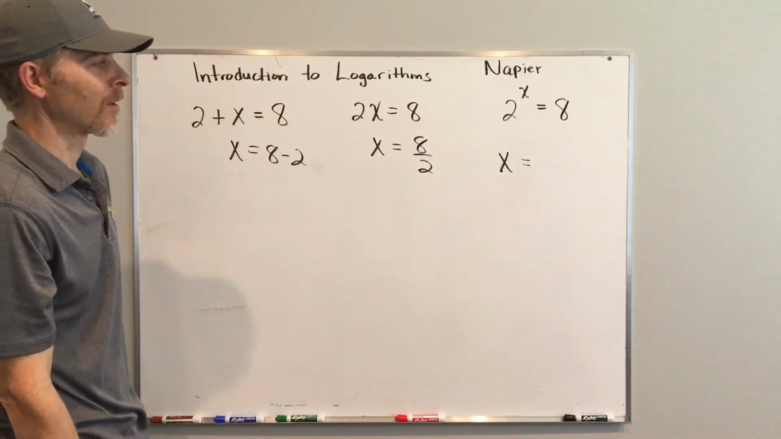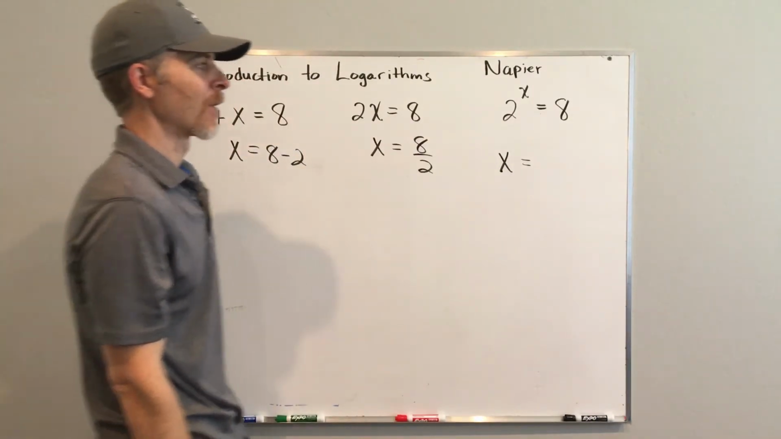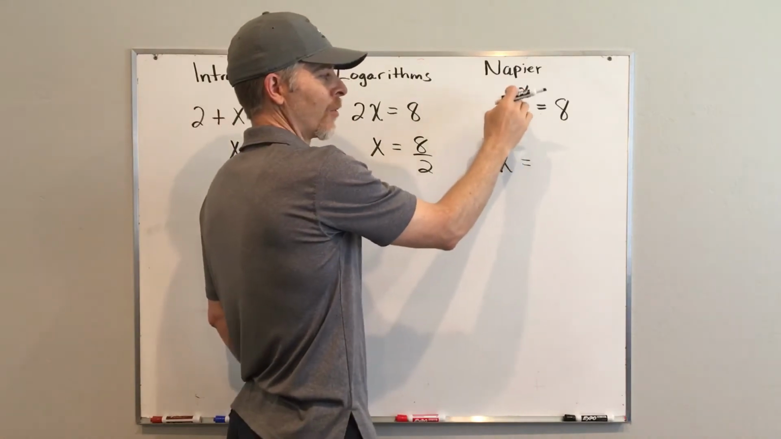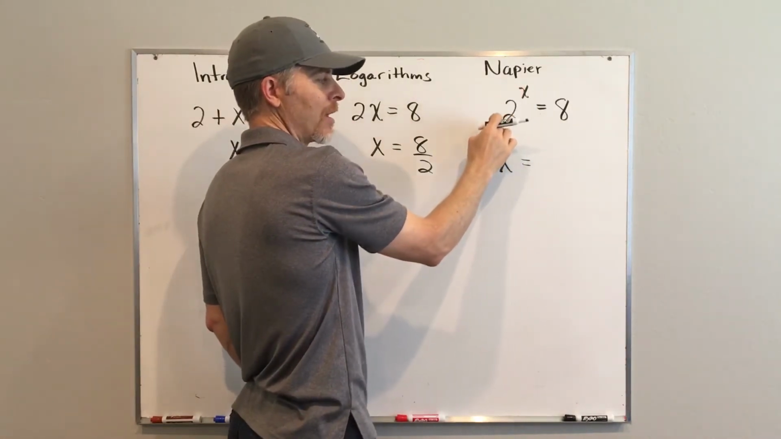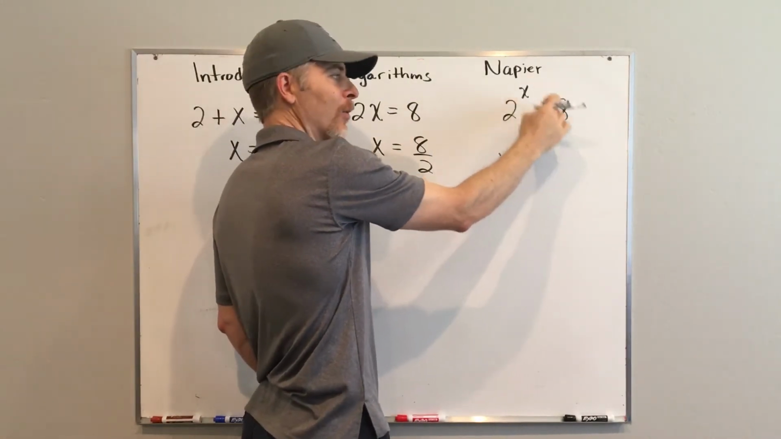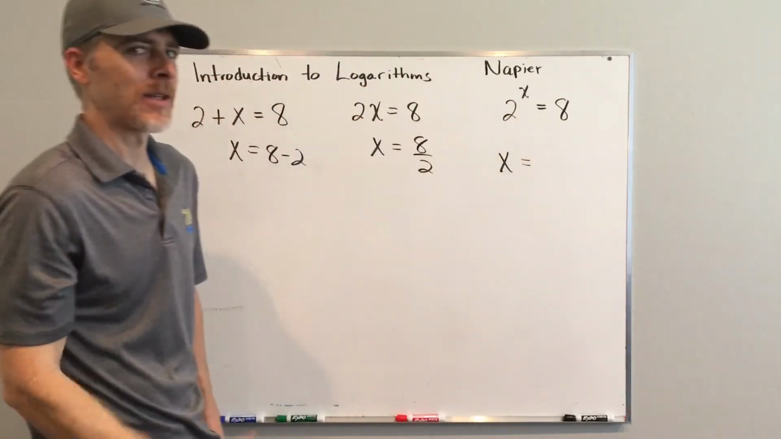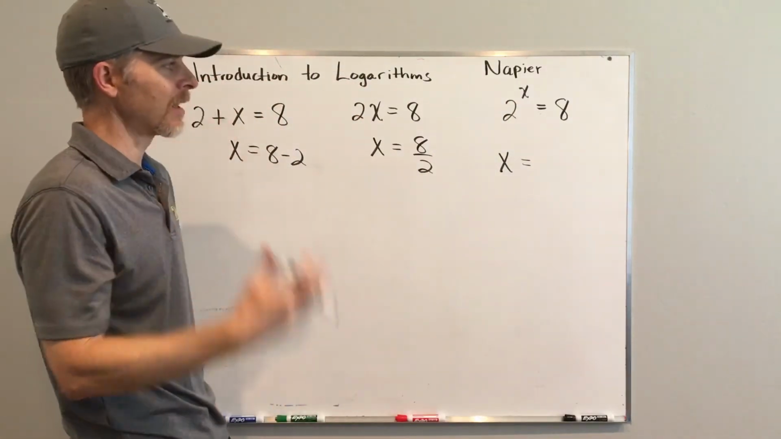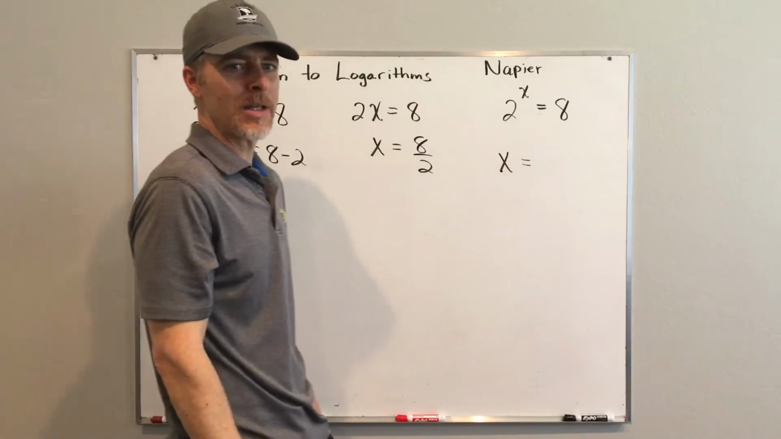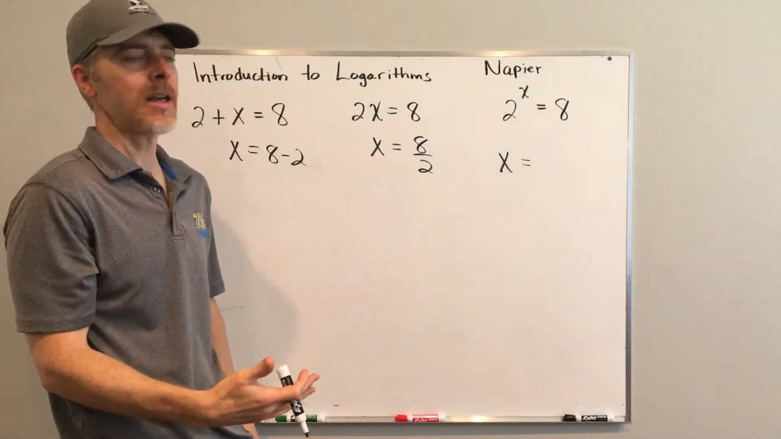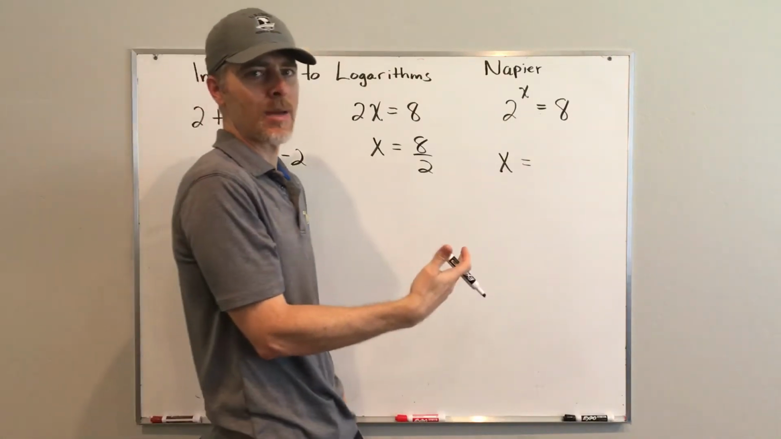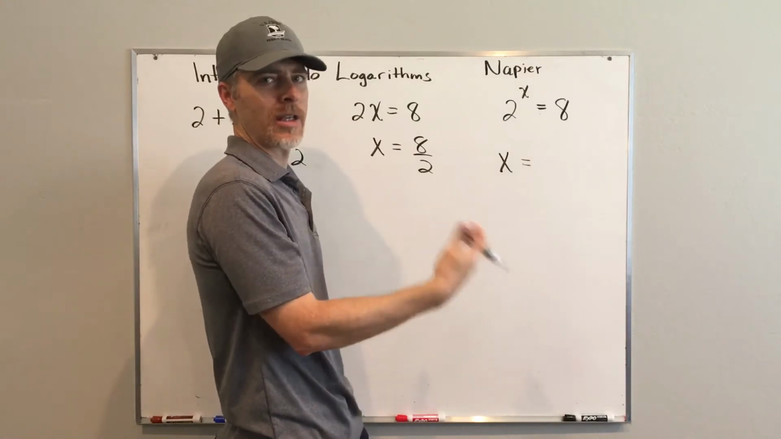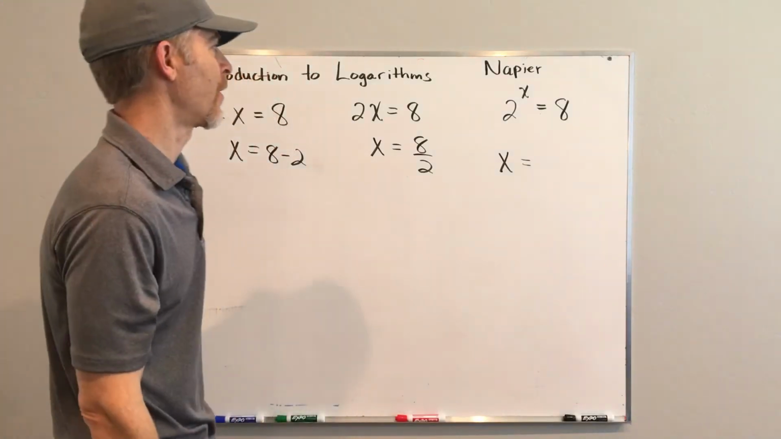Okay, so here's what he decided. We're basically asking what number, when you raise 2 to that number, will give you 8. That's a mouthful, that's a long sentence, but that's what we're thinking in our heads. So he just basically said, if that's what we're thinking in our heads, then why don't we come up with a name for that and a notation for that? And that was the logarithm.